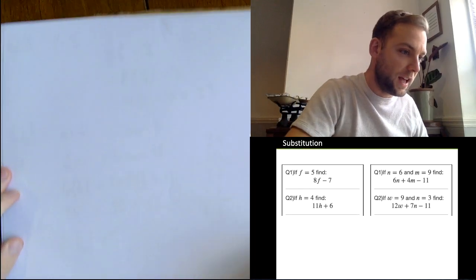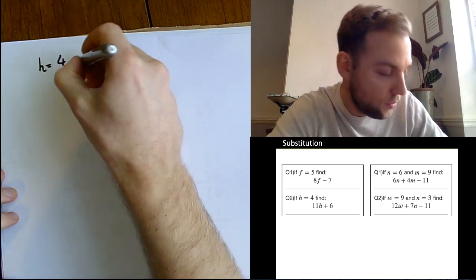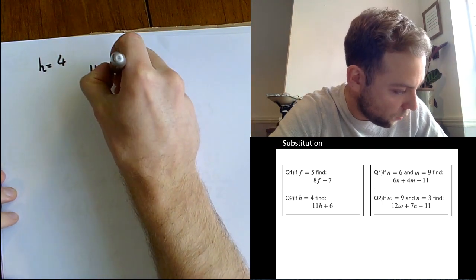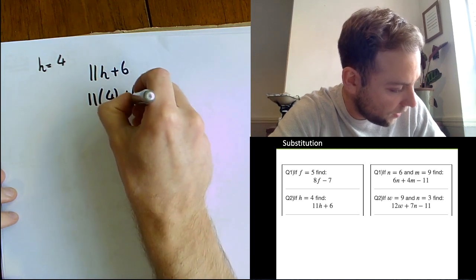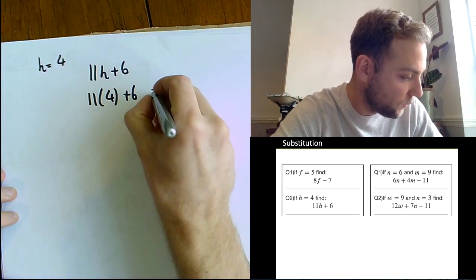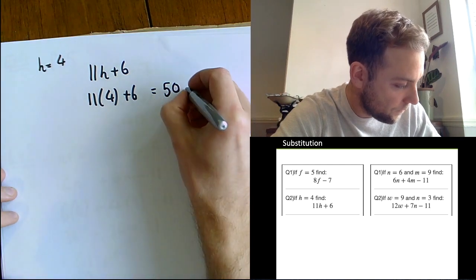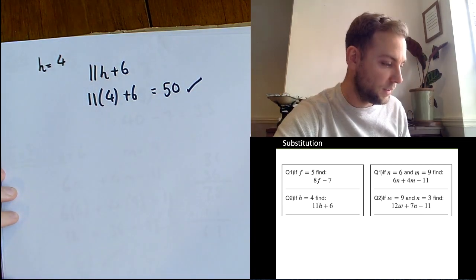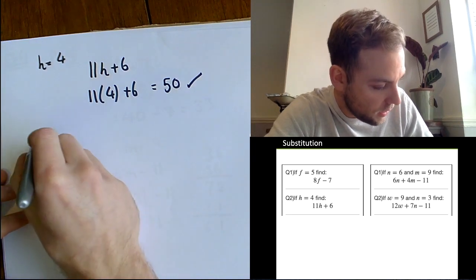Okay, let's have a look at these together. I'm just going to do these really quickly. So h is equal to 4. We've got 11h plus 6, which means it's 11 times by 4 plus 6. 11 times by 4 is 44, plus the 6 is 50. 44 plus 6 is 50. Super. So that was that first one. Next one.